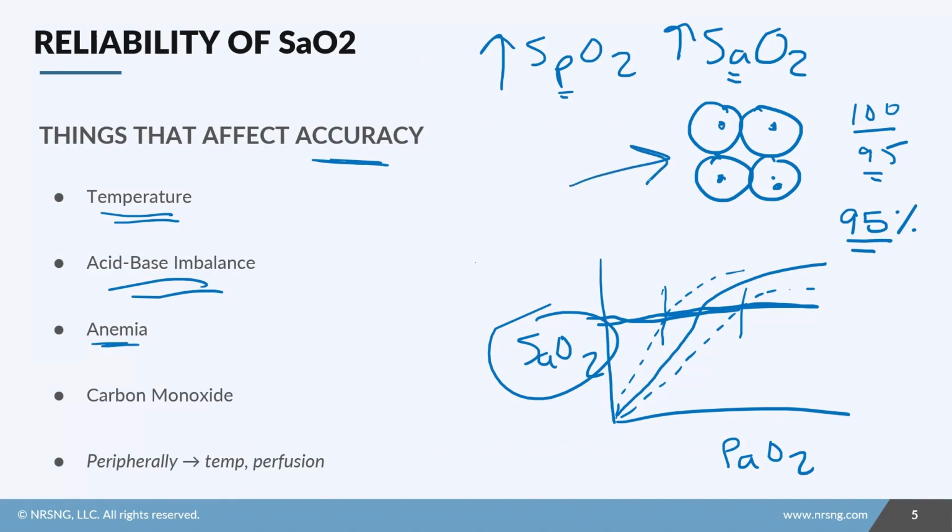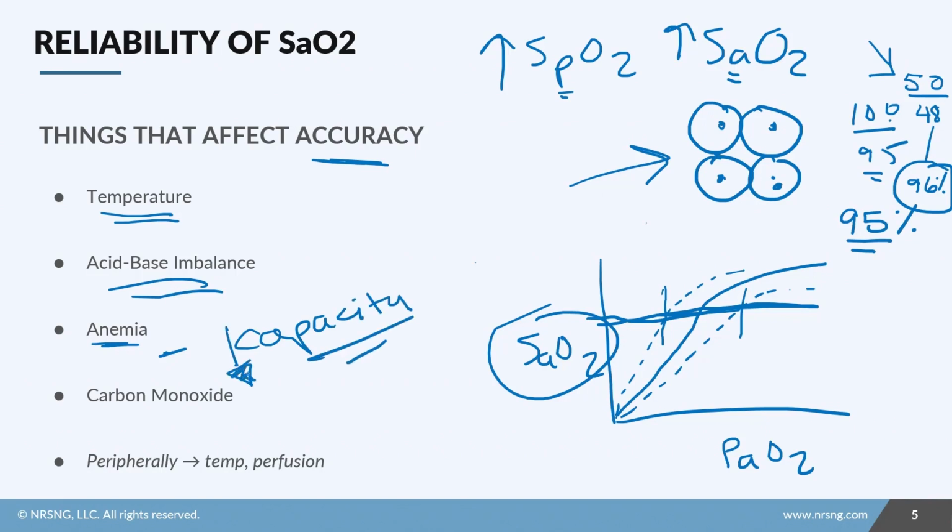Another thing that affects SaO2 is anemia. Remember, anything that affects my hemoglobin's ability to carry oxygen is going to affect my SaO2. So instead of having 100, let's say I had 50 hemoglobin molecules. That's anemia, right? I have less. And let's say 48 of those are full and saturated. I'm going to have an SaO2 of 96%. But I know that my actual oxygen carrying capacity is still much less because of that anemia, because I have fewer blood cells or less hemoglobin working appropriately. So it kind of fakes you out.